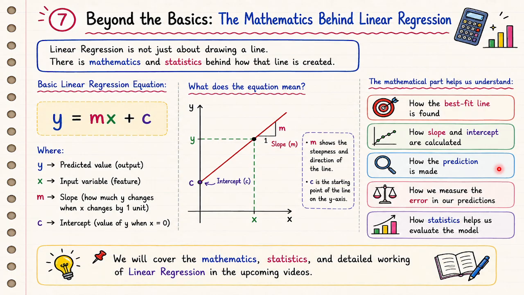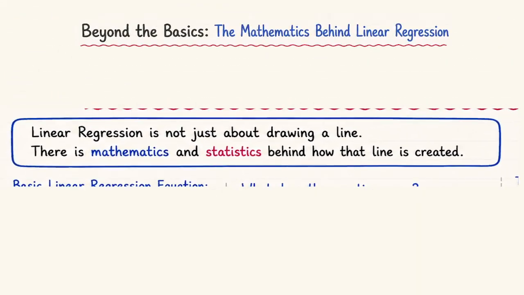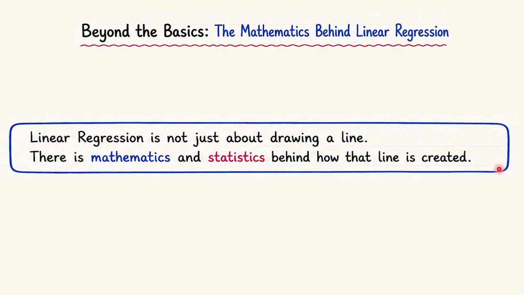So we have seen what linear regression is. We have also seen different examples. We saw the red line, which is the regression line, and we understood its use. Now let's understand a little bit of the mathematics behind it. Exactly how does linear regression predict a number? What kind of calculation does it perform? We will understand all of this in very simple words. So linear regression is not just about drawing a line. Actually, there is mathematics and statistics behind how that line is created. So let's understand a little bit about that.